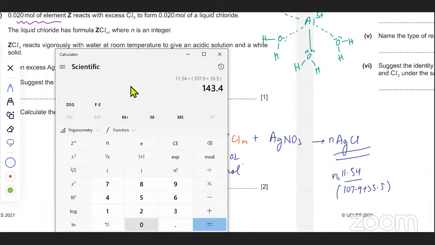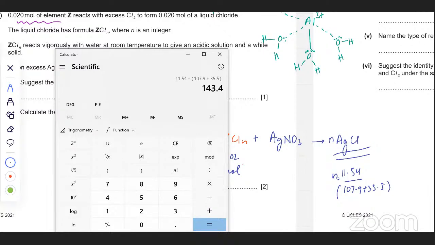which I have no idea why this is what we're getting. It's 11.54, as it's not divided, it should have been plus. So let me do this again. It's going to be 11.54, and it's going to be divided by bracket 107.9, and you add 35.5 to it. So, anyways, the whole thing is messed up. Just a second. Let's give it one more try. 11.54, and you divide by 107.9 plus 35.5. So I'm not sure what's happening.